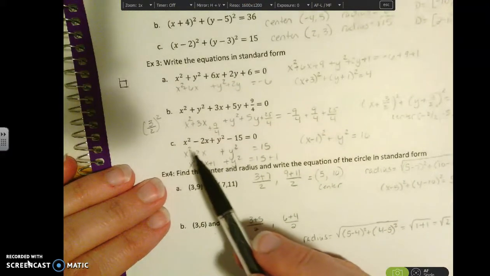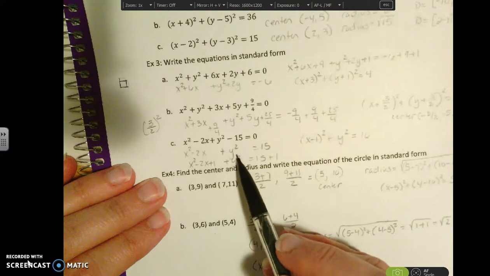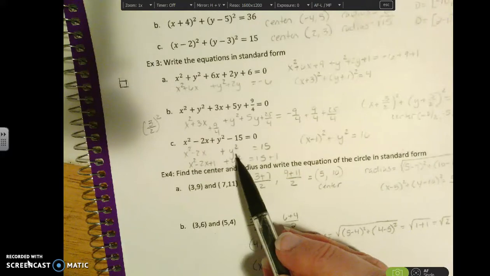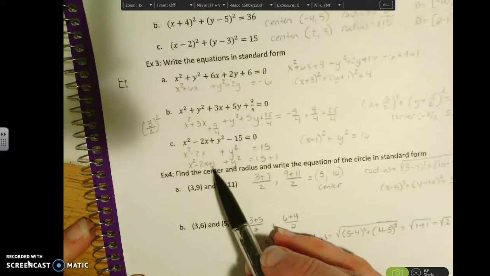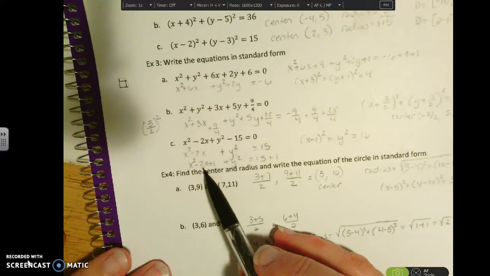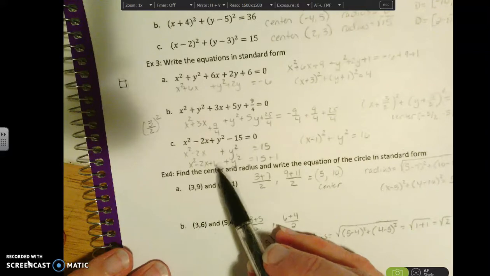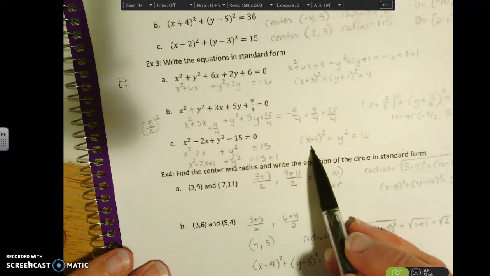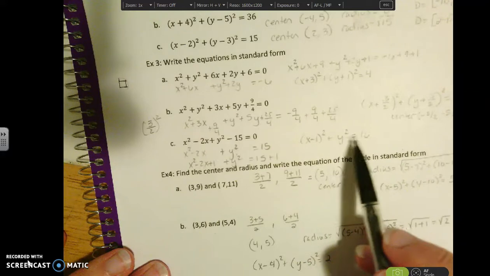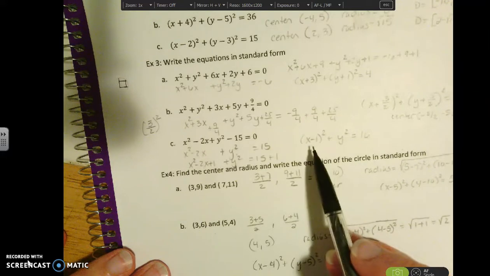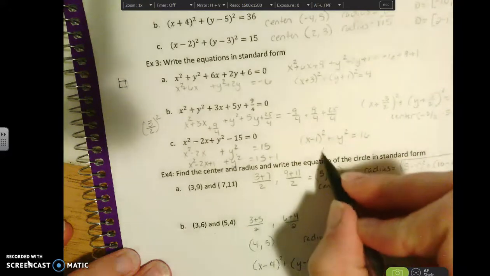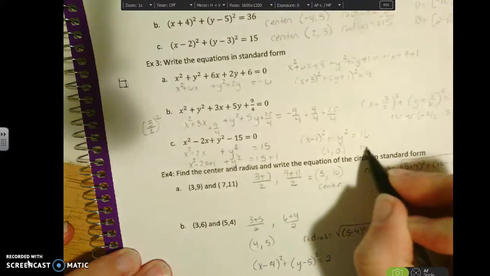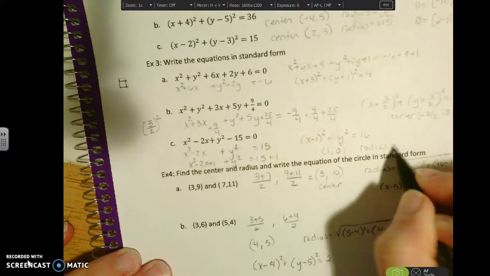Our next one, when we group it, the x and the 2 go together, and the y squared doesn't have anything to group with it. So it's understood that that's got a +0 in there. And when we complete our square, we get half of 2 is 1, 1 squared is 1. So then I factor that into (x - 1) squared and y squared and the 16. So my center would be (1, 0), and my radius would equal 4.